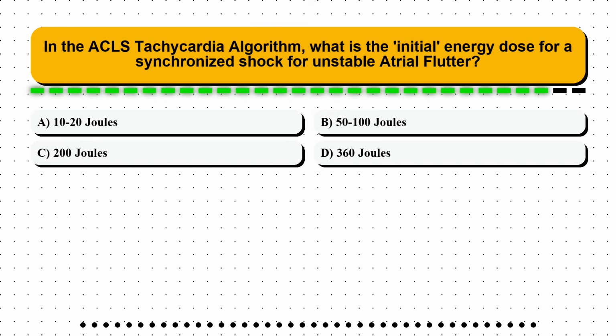Question 9. In the ACLS tachycardia algorithm, what is the initial energy dose for a synchronized shock for unstable atrial flutter? Option A, 10 to 20 joules. Option B, 50 to 100 joules. Option C, 200 joules. Option D, 360 joules.